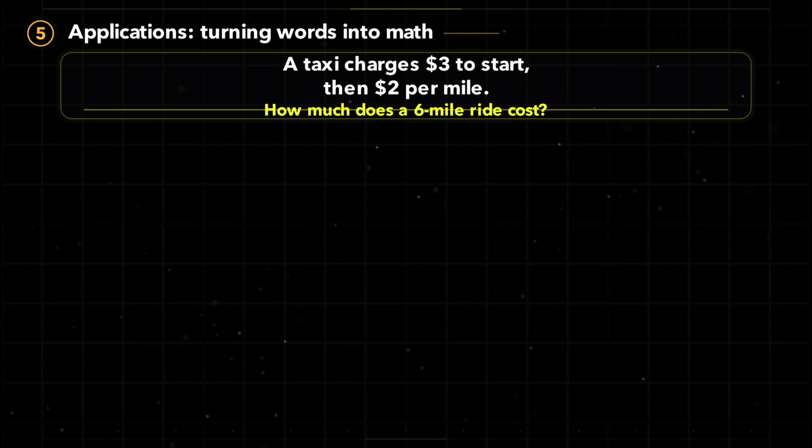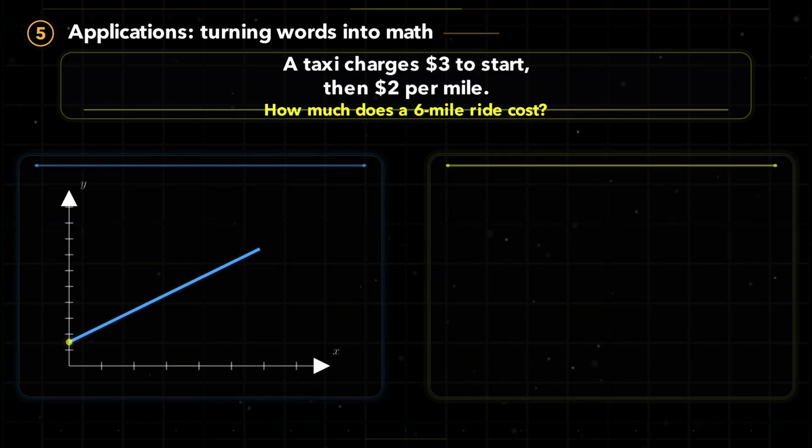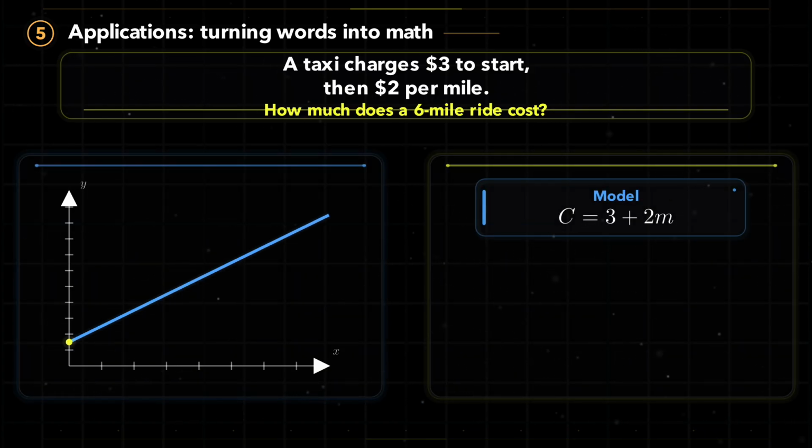Next, we identify the rate of change. The cost increases by $2 for every mile you drive, so the rate of change is $2 per mile. Now we can write a linear model. C equals 3 plus 2m. C represents the total cost, m represents the number of miles, and the 3 is the starting cost. The 2m is the cost that depends on the number of miles.